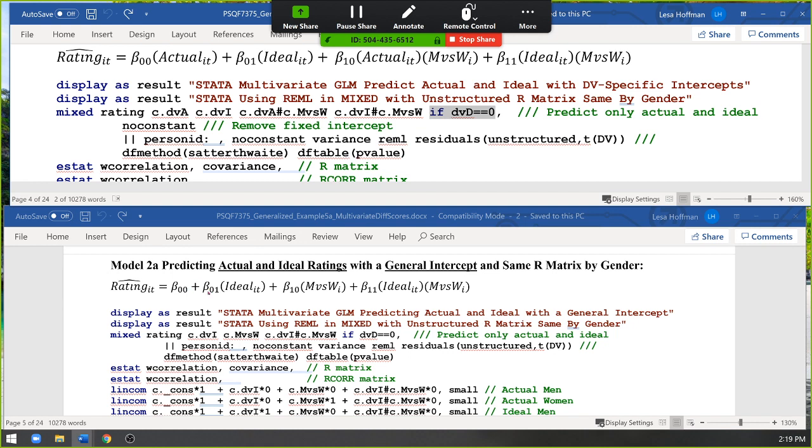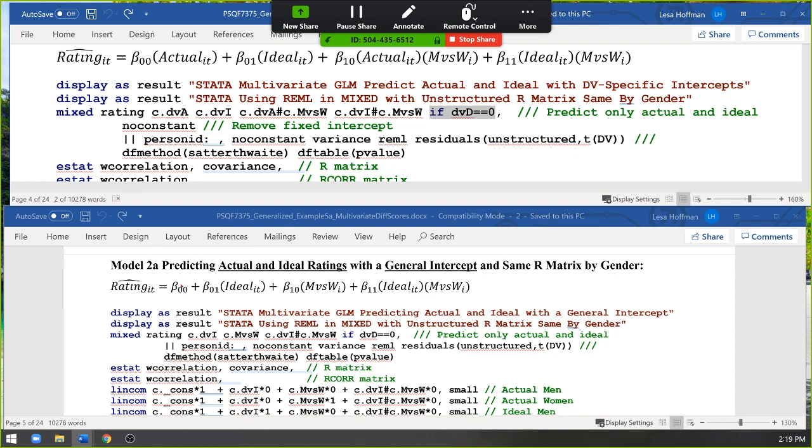So that means because actual is not in here anymore, actual is my reference DV. So the beta 0,0 is going to be the expected outcome when everything else is zeroed out. That will be the actual outcome, and it will be the actual outcome for men specifically. That's what beta 0,0 is going to be in this model.